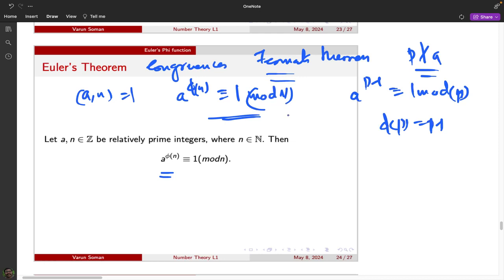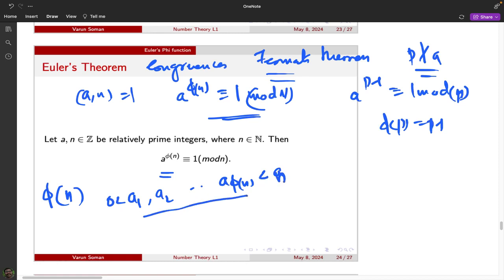Okay, now let us try to prove this result. So you consider n. Okay, and for phi of n, you are going to consider the numbers which are less than n and relatively prime to n. So let your numbers be a1, which is strictly greater than 0, and a2, etc., a phi n. So you have phi n numbers which are less than n and relatively prime to n. Okay, so let these be the numbers.